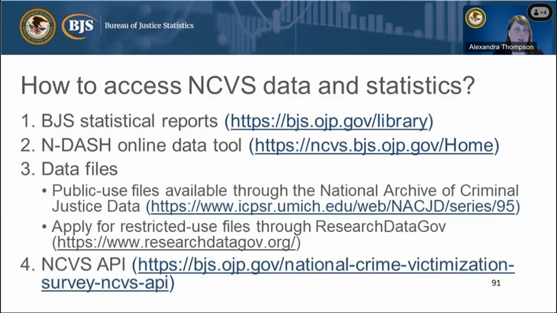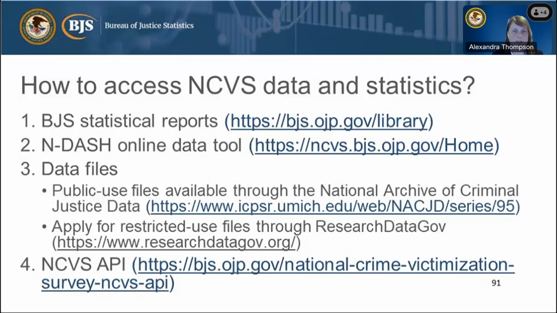For NCVS, you can also access NCVS data or estimates through BJS statistical reports. So we heard about the LEARCAT. There's also the N-DASH, or NCVS dashboard online data tool. That has a subset of NCVS variables where you can look at cross sections of victim age and victim sex and incident characteristics like reporting to police. There are different ways you can look at the NCVS data that might be easier than downloading the data files.